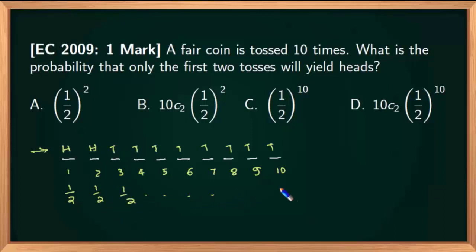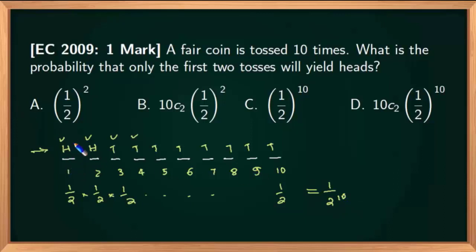Like that, if I go on writing like this, for each of these tosses the probability will be like this. Now, I have to make sure that this is a head, and this is a head, and this is a tail, and this is a tail. I don't have a different option, which means that all these must happen. It's not "or", it is "and", which means that I have to take the product. So this is 1 by 2 multiplied 10 times, which means that my answer will be 1 by 2 raised to 10.